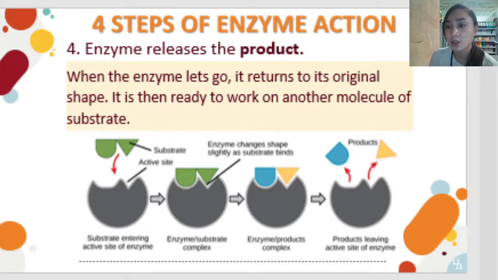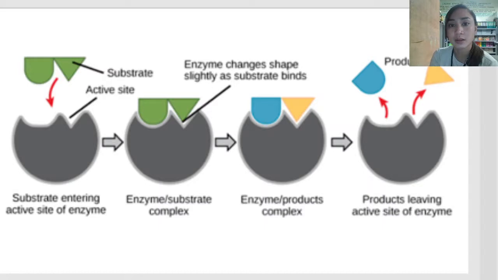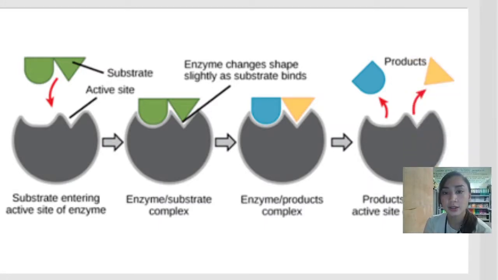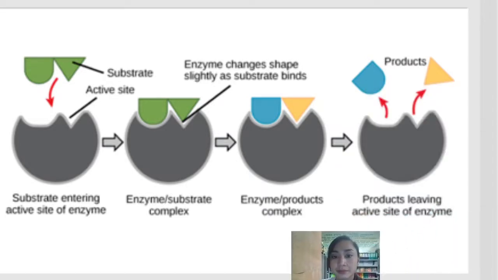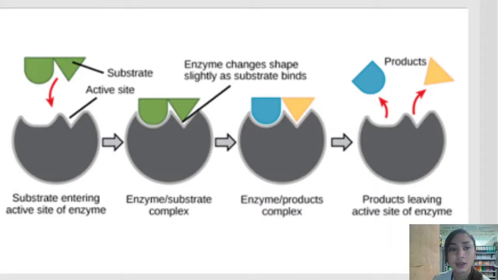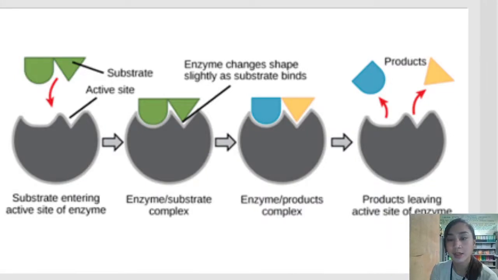So looking at the picture, ayan siya. Ito yung summary ng ating first step to last step. First step is substrate and enzyme in the same area. Second step is the formation of the enzyme substrate complex because the substrate is already attached to the active site. Third step is when there is catalysis and the enzyme product complex is made. And the last step is when the products leave the active site of the enzyme.